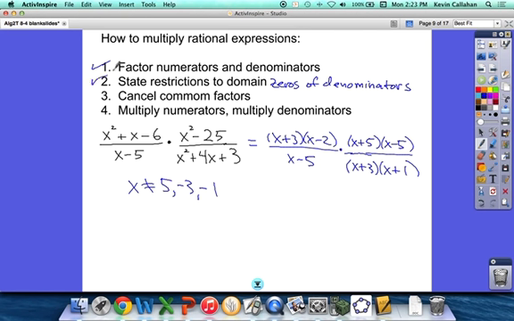Cancel common factors. Right? Again, they don't have to be in the same fraction, because in the end they will all be in the same fraction. What are the common factors you see? Okay, there's an x minus 5 here. Yeah, x minus 5 cancels with x minus 5. x plus 3 cancels with x plus 3. Anything else in common? No. So that was that. Now we can just multiply everything together. x minus 2 times x plus 5 divided by x plus 1.